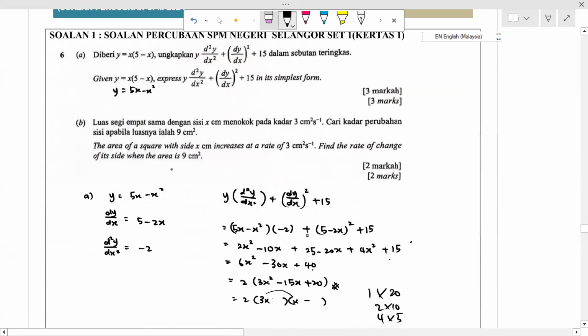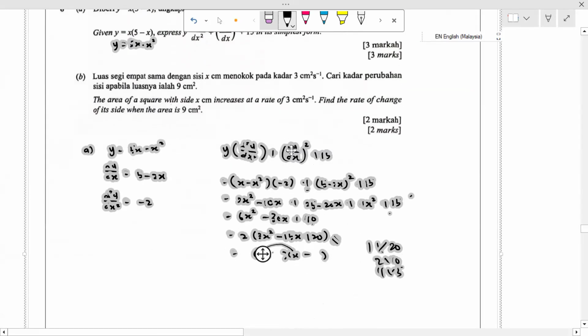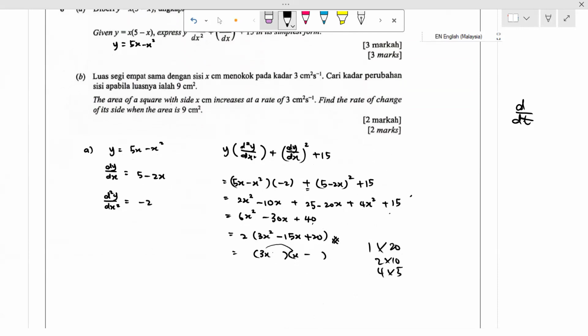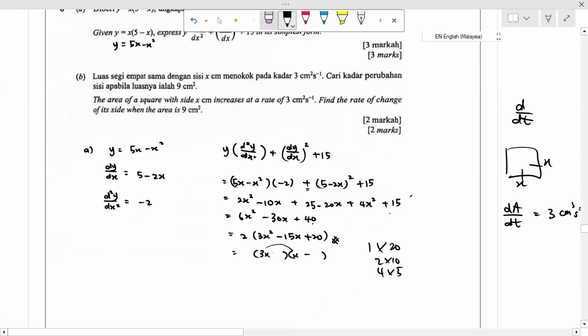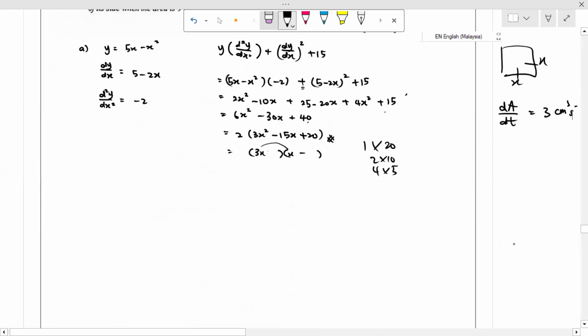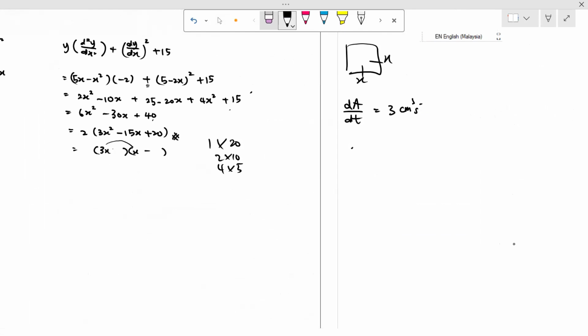Okay, the B. The area of a square with side x increases at the rate. So this is the rate question. For the rate question, you must know how to write d something by dt. The area of the square with side x is x by x. So dA by dt equals 3 cm squared per second. Find the rate of change of this side when the area is 9. So we need to find dx by dt when the area equals 9.